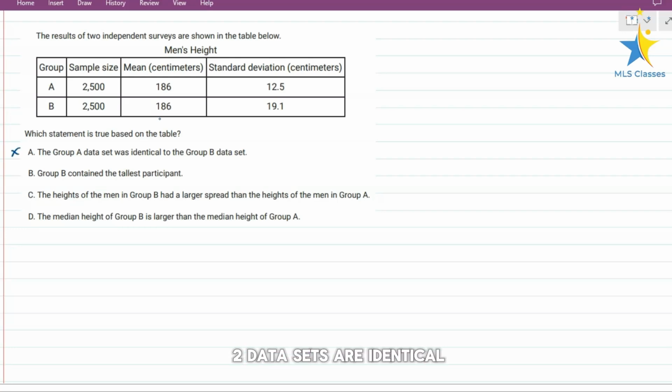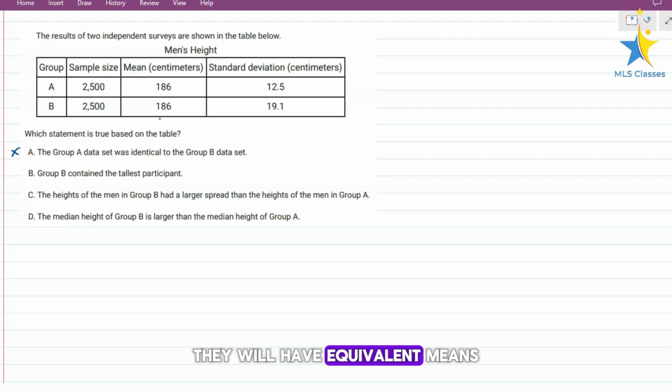If two datasets are identical, they will have equivalent means and equivalent standard deviation. Since the two datasets have different standard deviations, they cannot be identical. Now choice B says group B contained the tallest participants. This one is also wrong because without knowing the maximum value for each dataset, it's impossible to know which group contained the tallest participant.